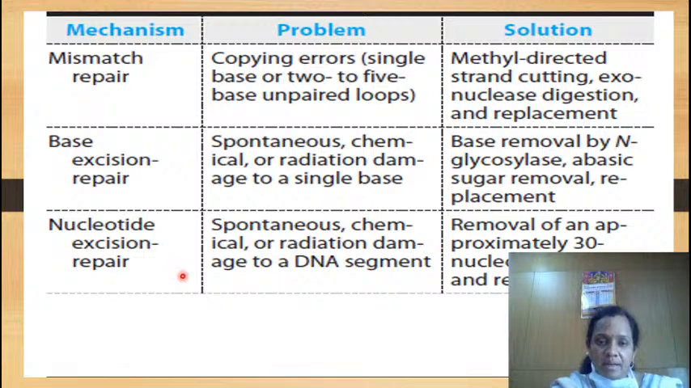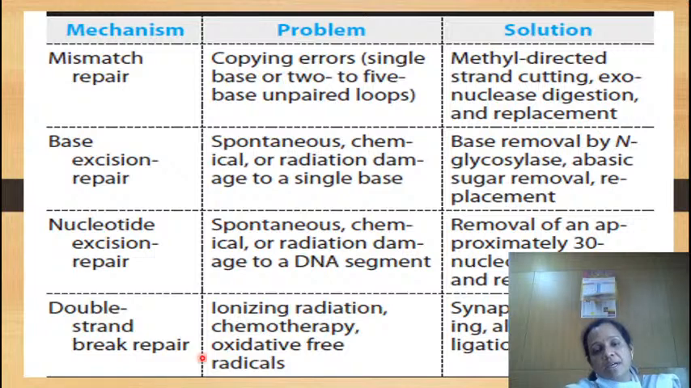Nucleotide excision repair. This occurs because of chemical or radiation damage. This involves removal of 30 to 40 nucleotides that are adjacent to the mismatched nucleotide. So 30 to 40, a large stretch of nucleotides is excised.